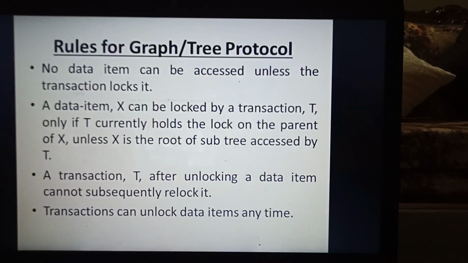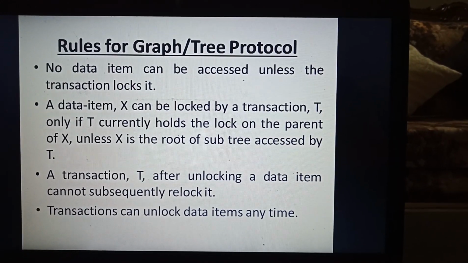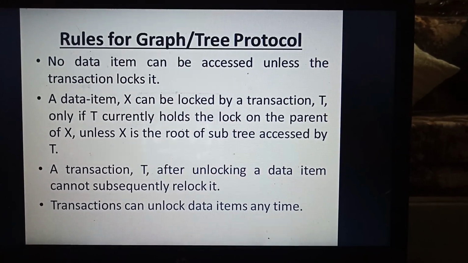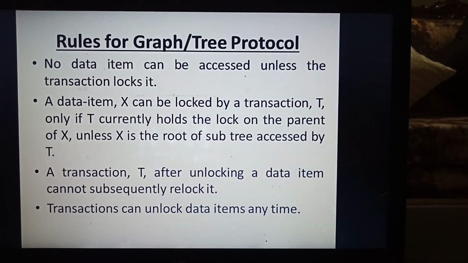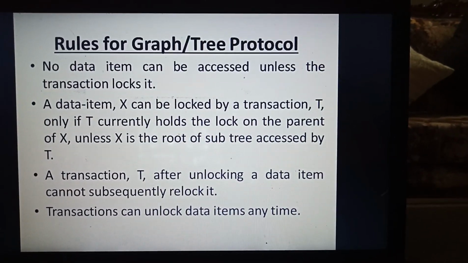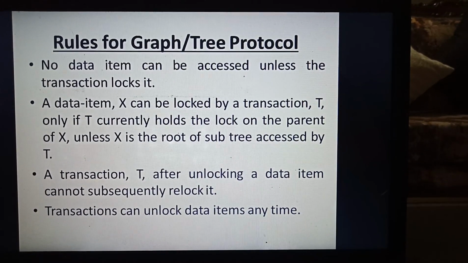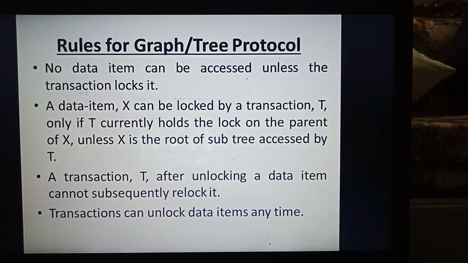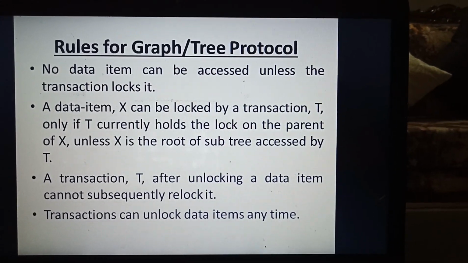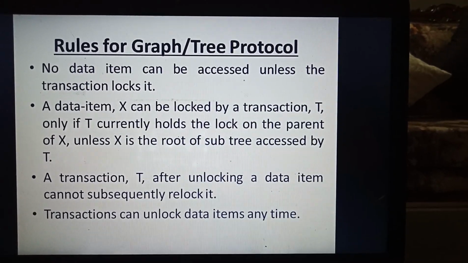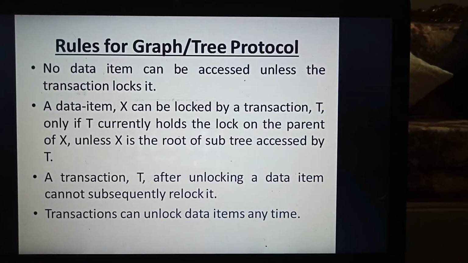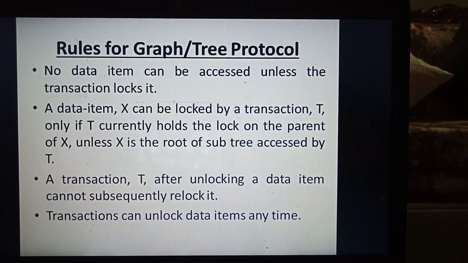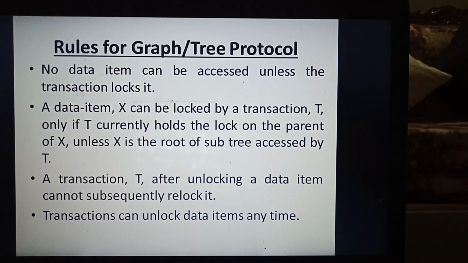Now there are some rules for the graph or tree protocol. First rule is no data item can be accessed unless the transaction locks it. This is very simple. A transaction has to lock the data item before accessing it. Second rule is a data item X can be locked by a transaction T only if T currently holds the lock on the parent of X, unless X is the root of the subtree accessed by T.